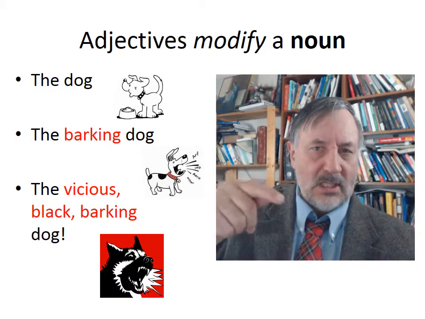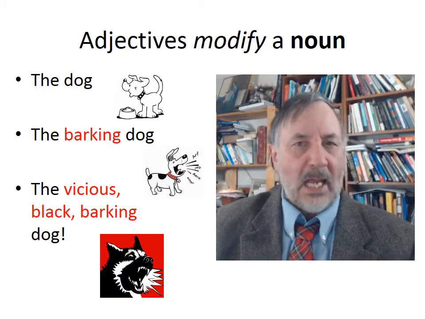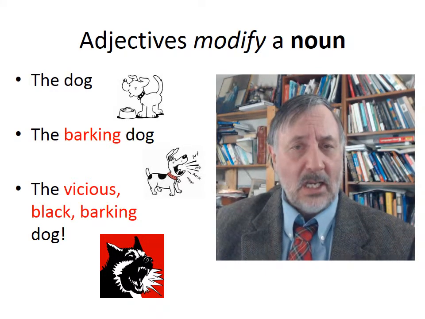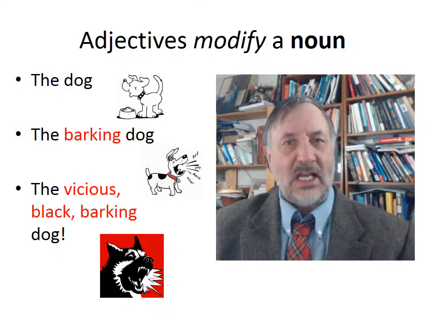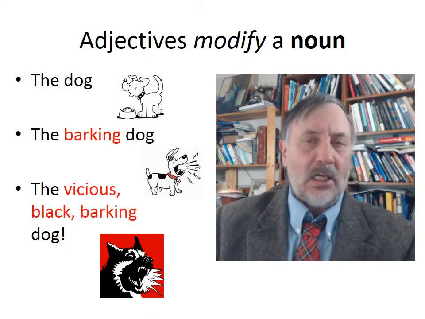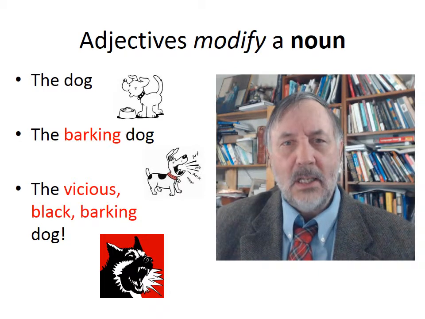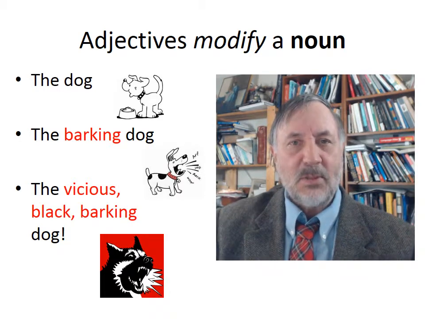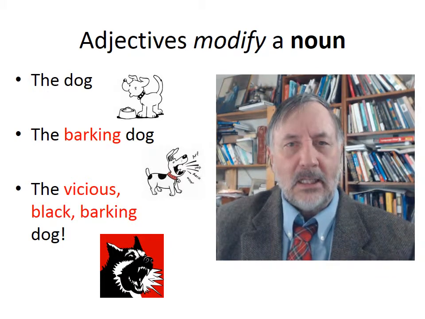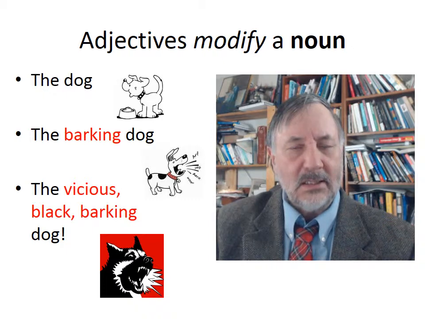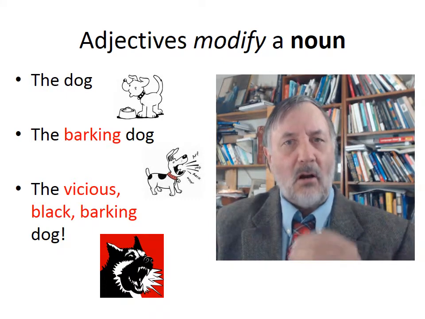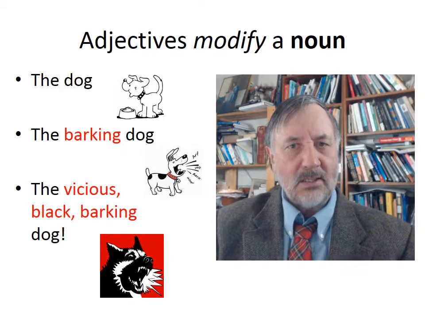Now, also note in the last example, the vicious black barking dog, you can also stack adjectives. So you don't just have to stay with one adjective. You can have a number of different adjectives. You can't have an unlimited number, probably because the mind cannot grasp an unlimited number, but you can have a few adjectives that all modify or change our idea of what the noun is.